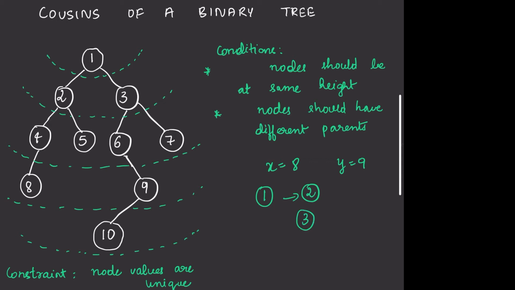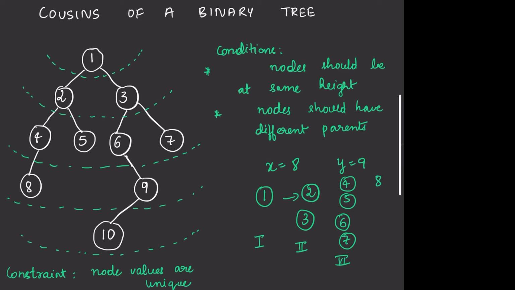So this would be the first level and this would be the second level. We'll check if x or y is present in the level. No, it's not. So we'll go to the next level. We'll populate the children of 2 and children of 3 in this level. And again the drill follows. We'll check if 8 is in this level or 9 is in this level. No, both of them are not there. So we'll just continue the process.